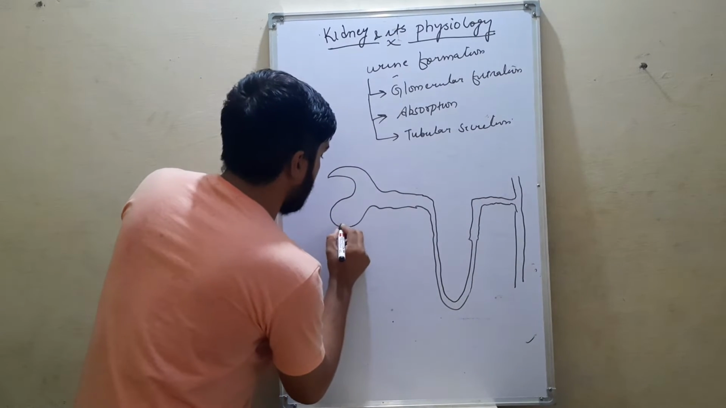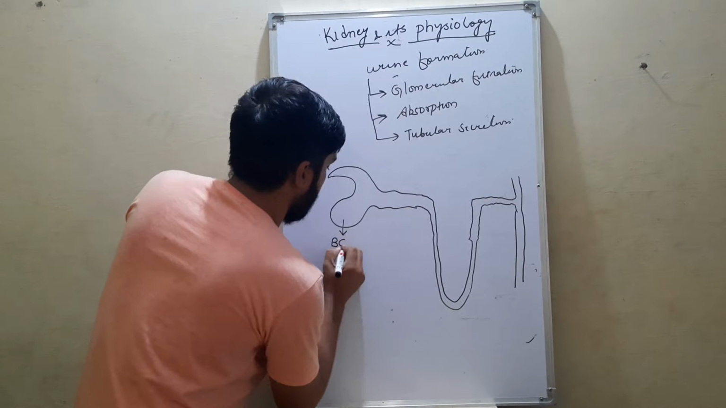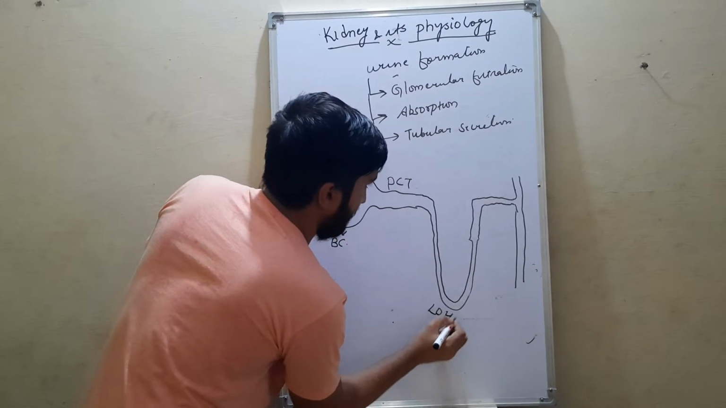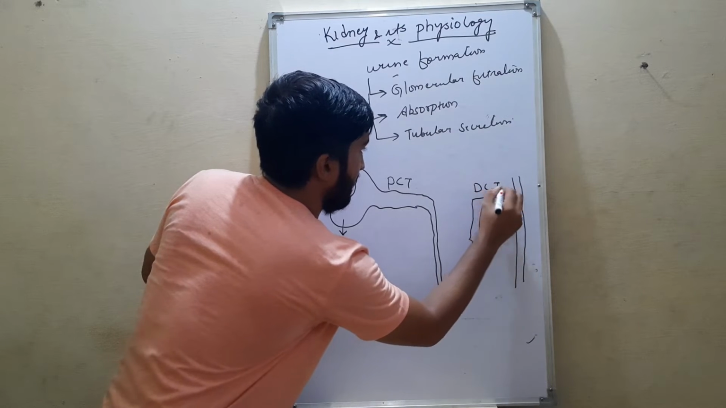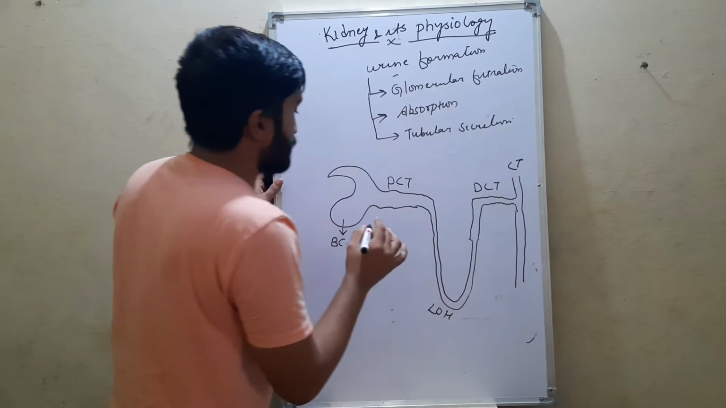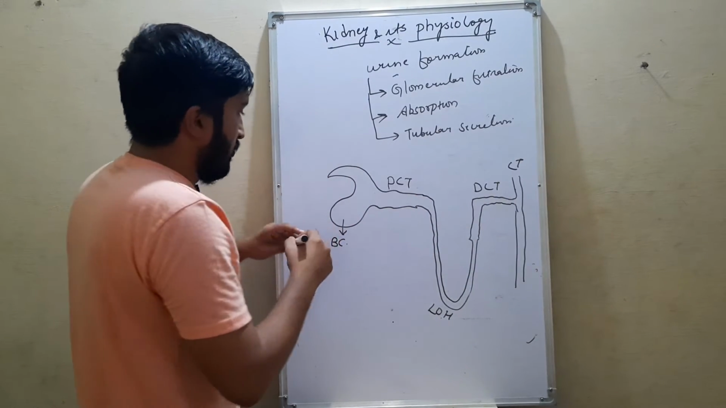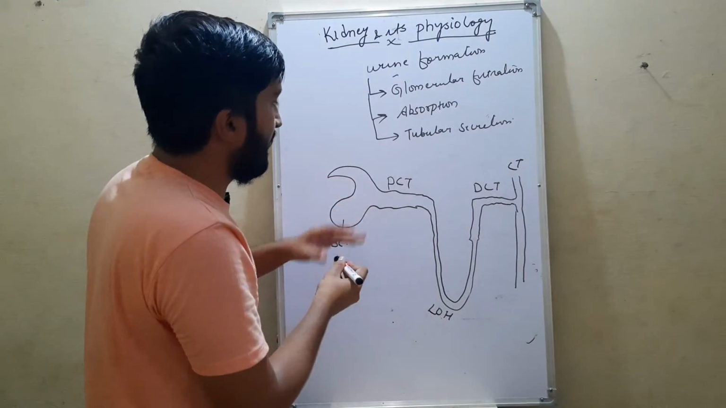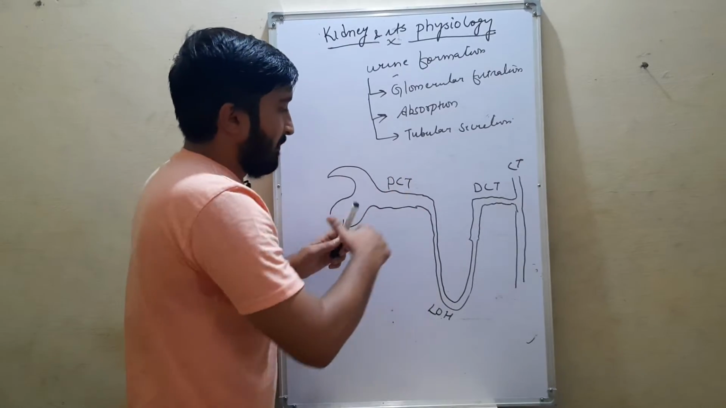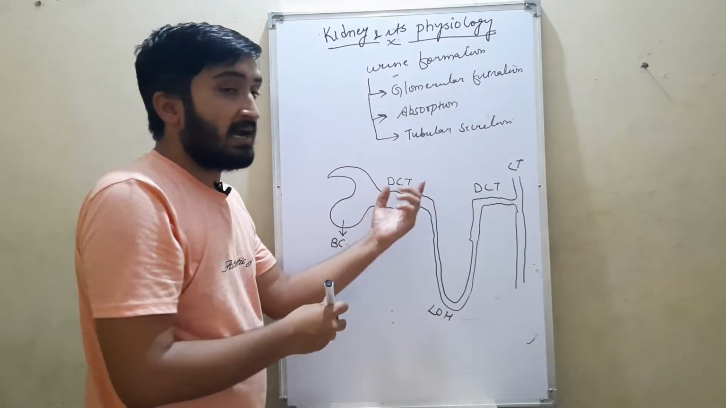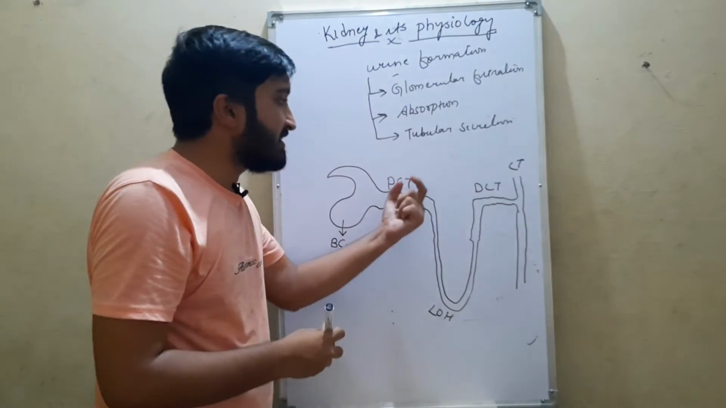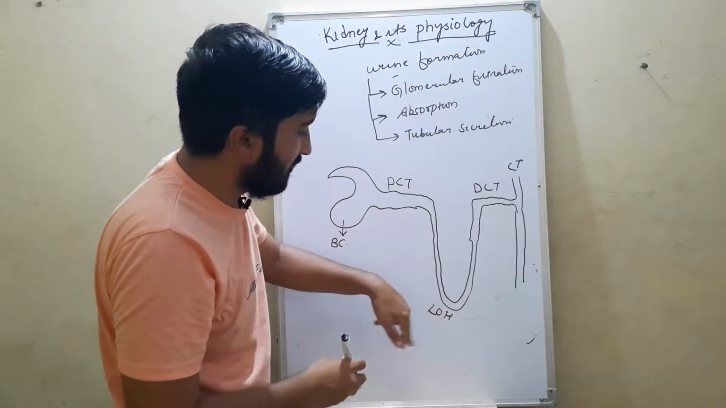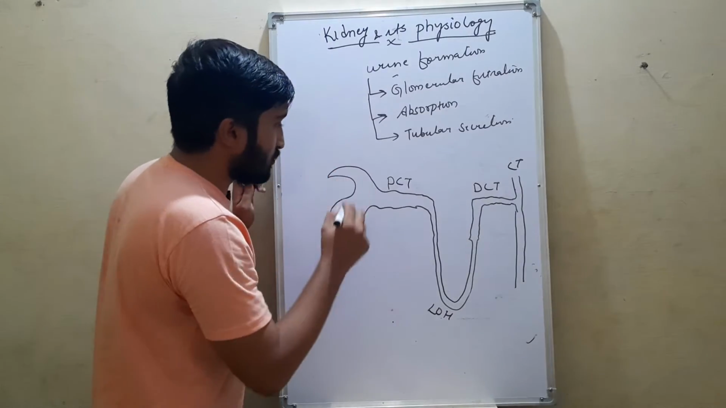See, this is Bowman's capsule, this is PCT, loop of Henle, DCT, and collecting tubule. So the efferent arteriole is further divided into two forms: peritubular capillaries, which are present around PCT and DCT, and vasa recta, which is present around the loop of Henle.